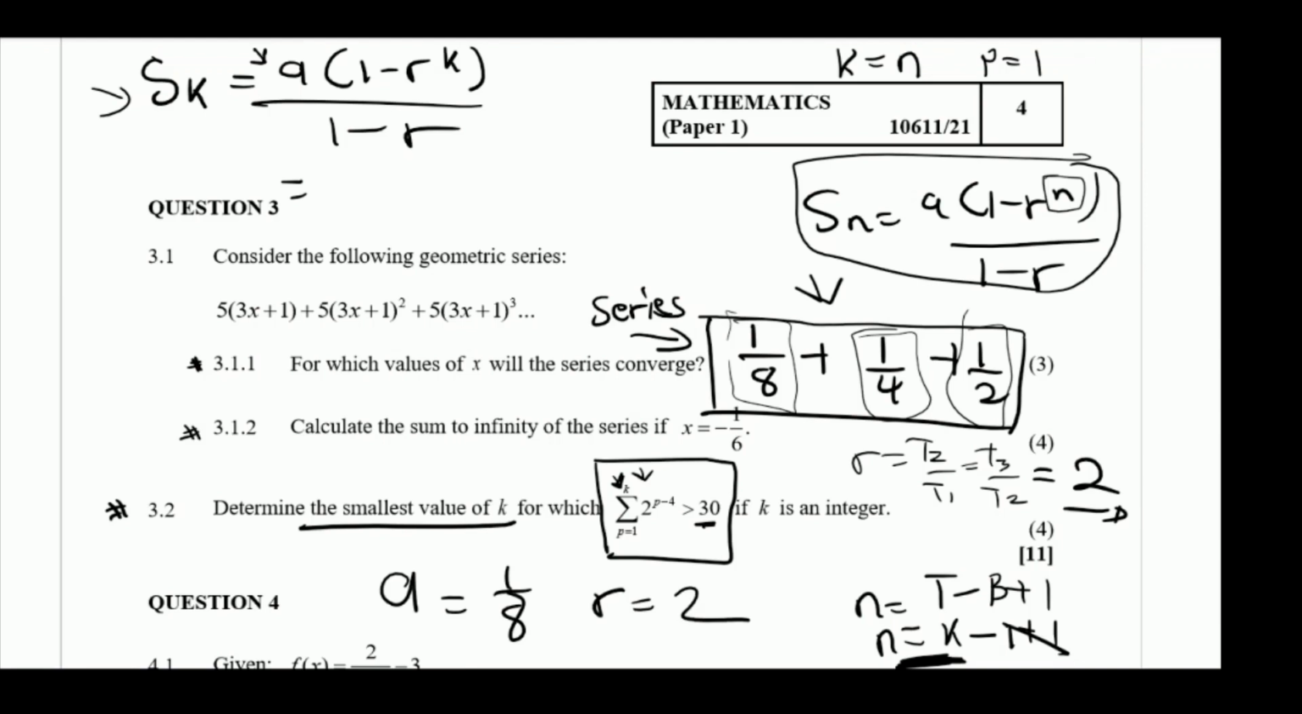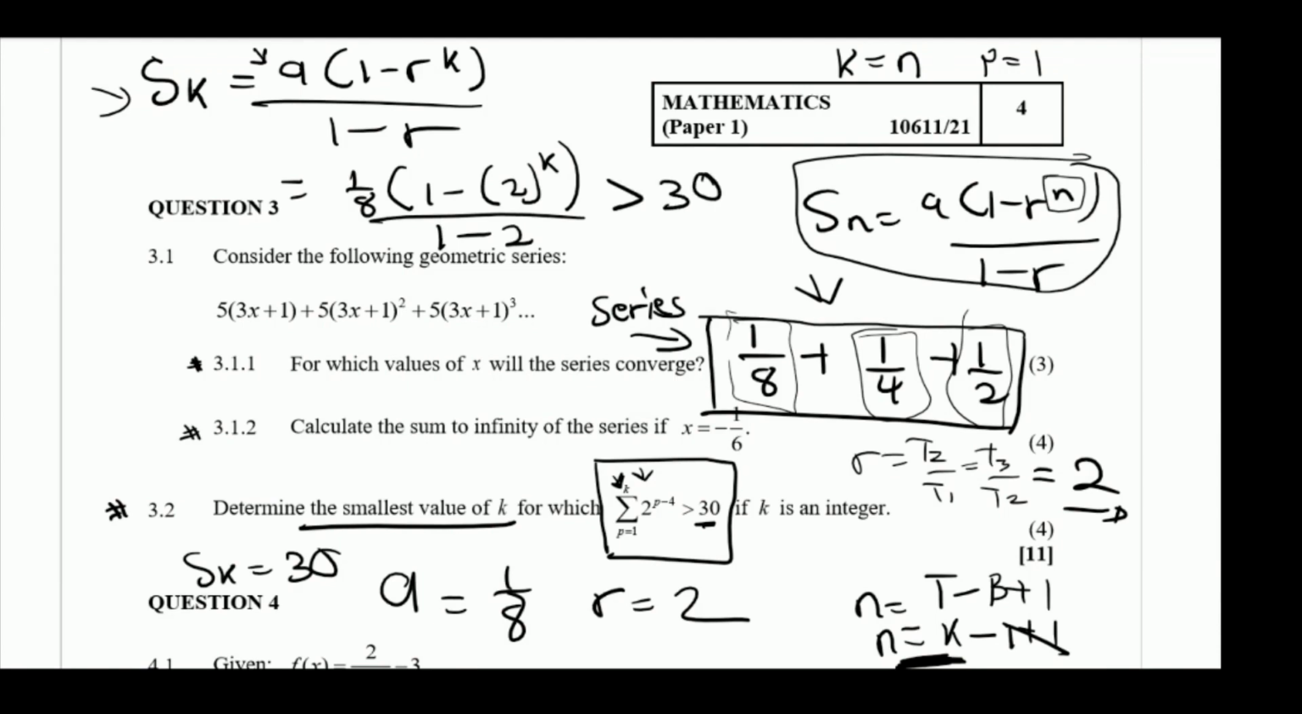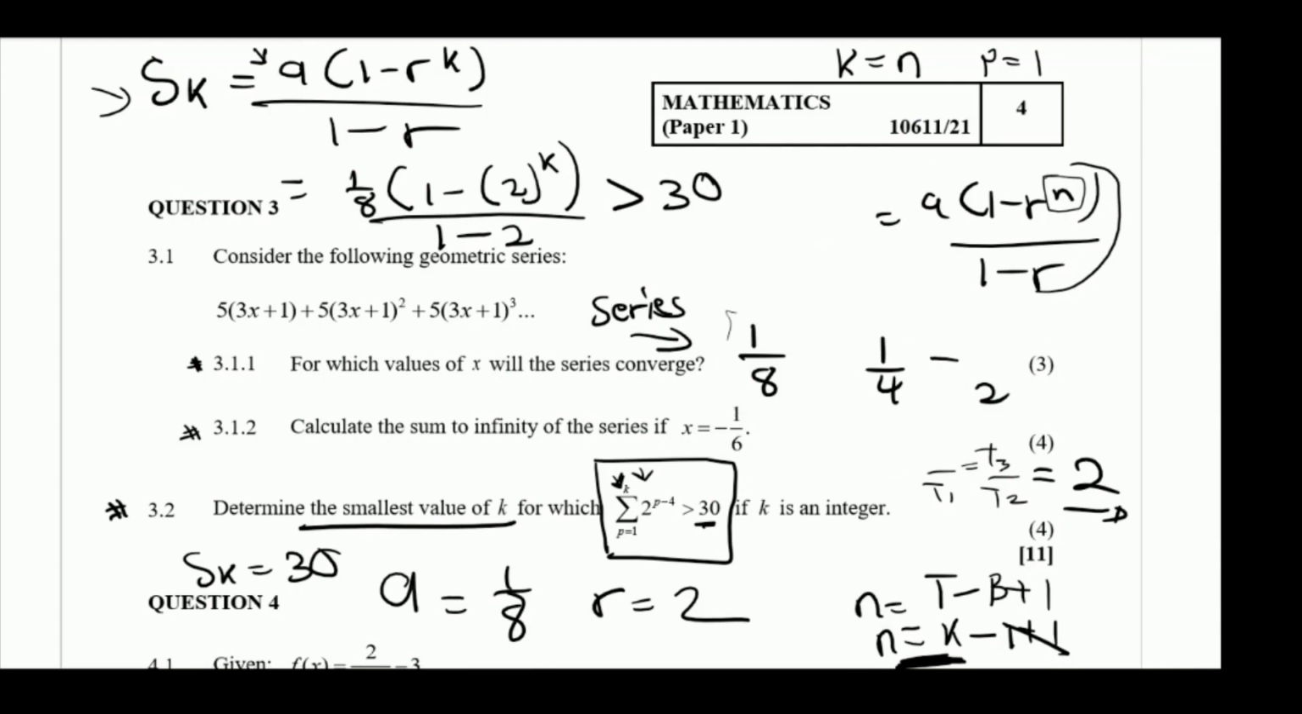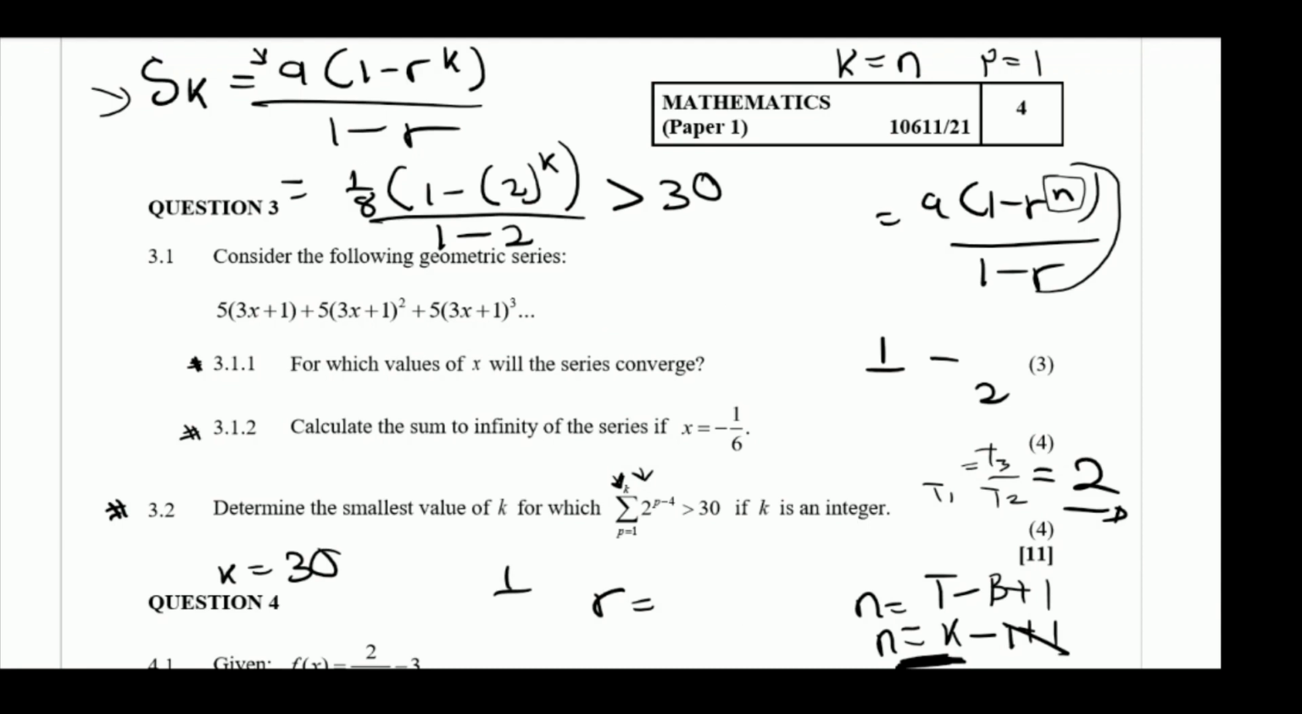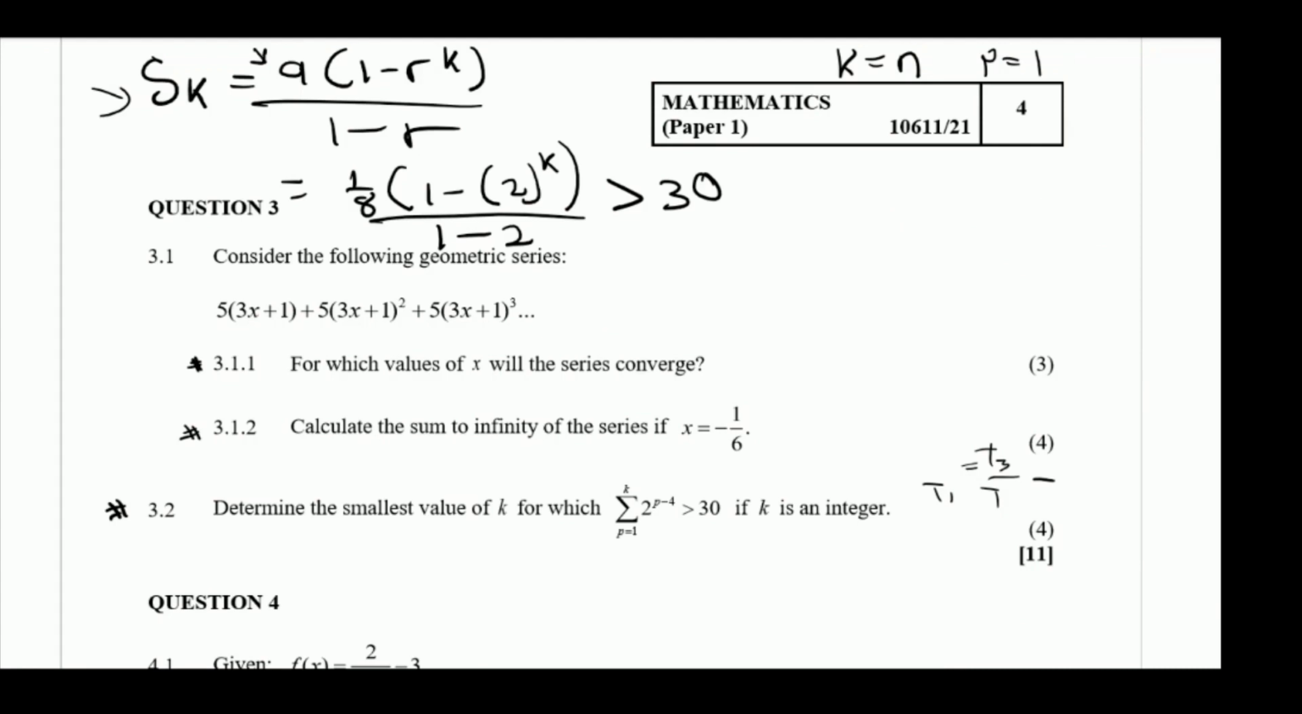So now we know our r. We don't know our k. And we know that S of k is equal to 30. It's not necessarily equal to 30. The sum must be greater than 30. Cool. So meaning here, you're just going to write 1 over 8 into 1 minus 2 to the power of k, divided by 1 minus 2. It must be greater than 30. So that's what the question says. So we're going to simplify this to find the value of k. Remember that is the whole point, to find the value of k such that it gives you a sum greater than 30.